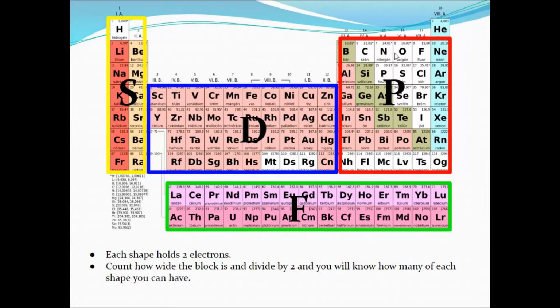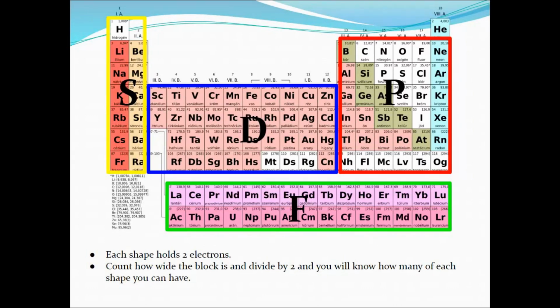1, 2, 3, 4, 5, 6. So the block is as wide as how many electrons fit into that shape. So D's can have 5, and if each of those had 2, that's 10. So 1, 2, 3, 4, 5, 6, 7, 8, 9, 10. S's, we can only have 1, and if each of those holds 2, it's 2 wide.